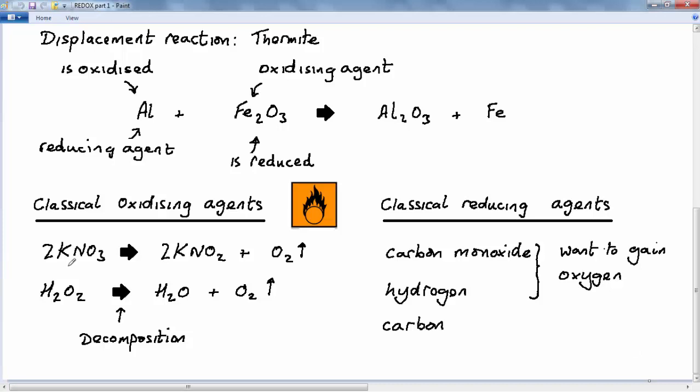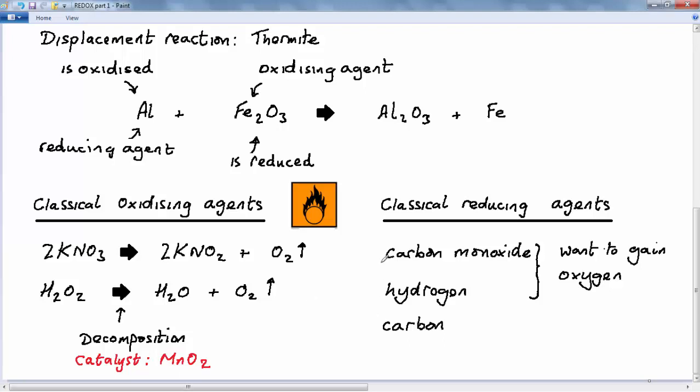In the case of potassium nitrate, which is also known as saltpeter and is actually used in the manufacture of gunpowder, this will readily decompose into potassium nitrite and oxygen on heating, while hydrogen peroxide will decompose on its own into oxygen, but this decomposition can be assisted by a catalyst called manganese dioxide. And you can see a video of this reaction in the practical demos section on the website.